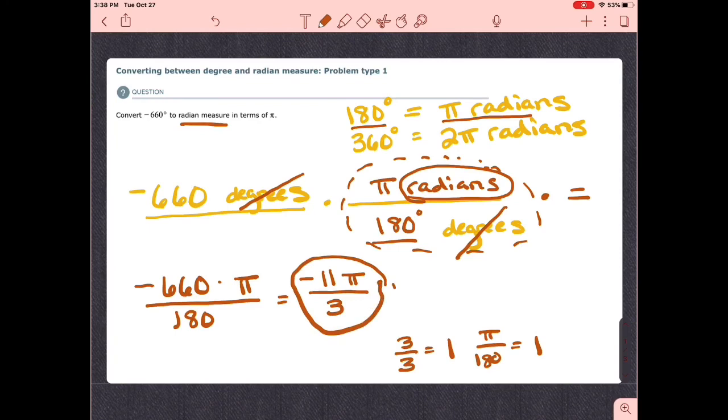Technically, we'd never have to write radians. We just assume if we don't have a unit that it is radians, but this would be in radians. Hopefully that's helpful.